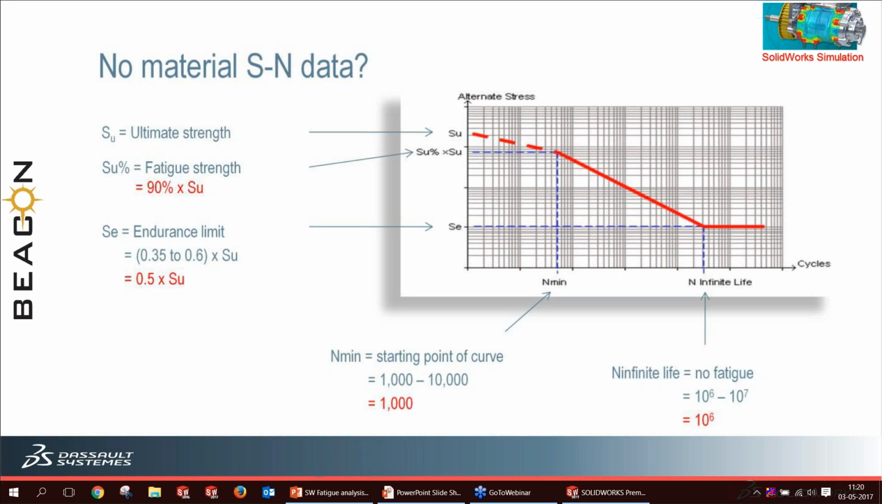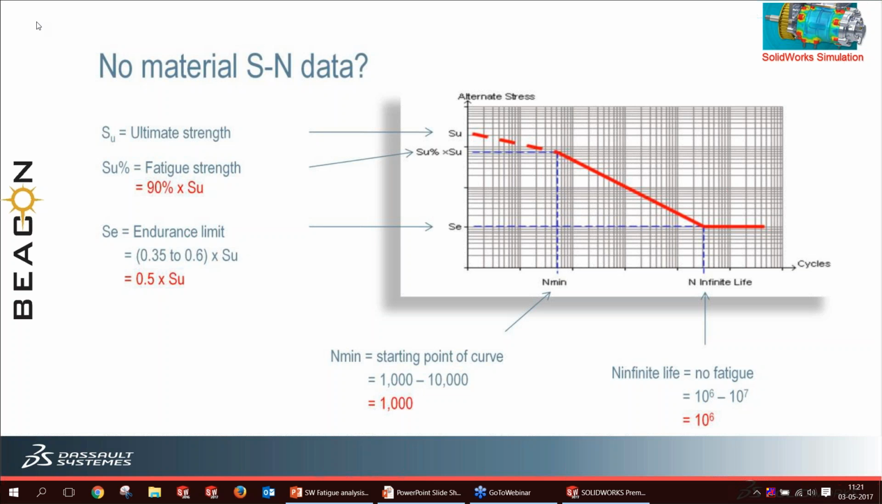Many engineers or designers come across this problem: we don't have the S-N data, so how do we predict or perform the fatigue analysis? One rule of thumb, you can note down, is to take the ultimate strength and calculate the fatigue strength. You can consider 90% of the ultimate strength.